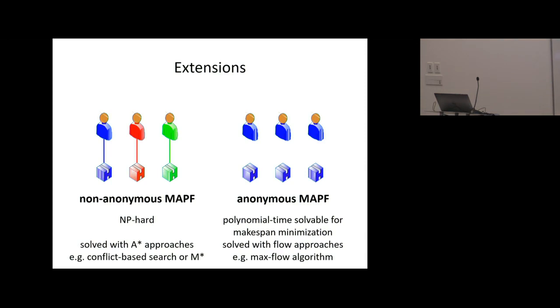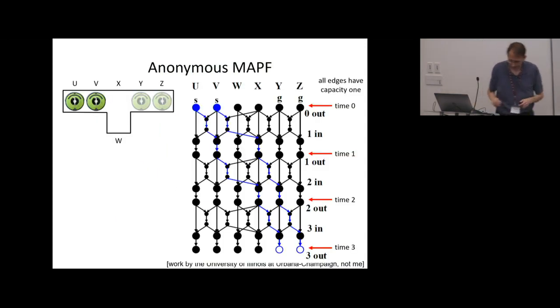Now, how do you solve it? We typically solve it with flow-based approaches like the max-flow algorithm. Let me show you how this works. So here's again our environment. Now we're talking about this anonymous version. So two robots and two goals. The optimal strategy now is for this robot to move to this goal and for this robot to move to that goal. So we can just move to the right.